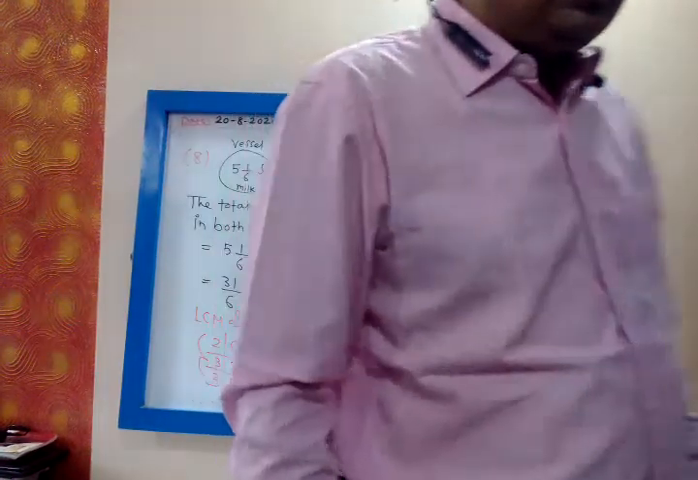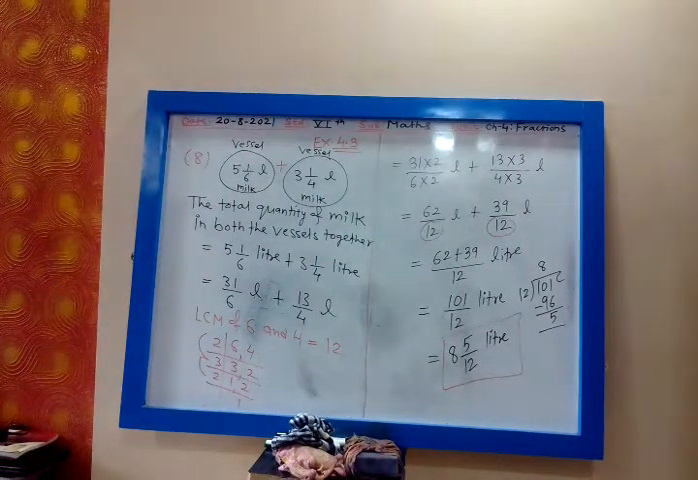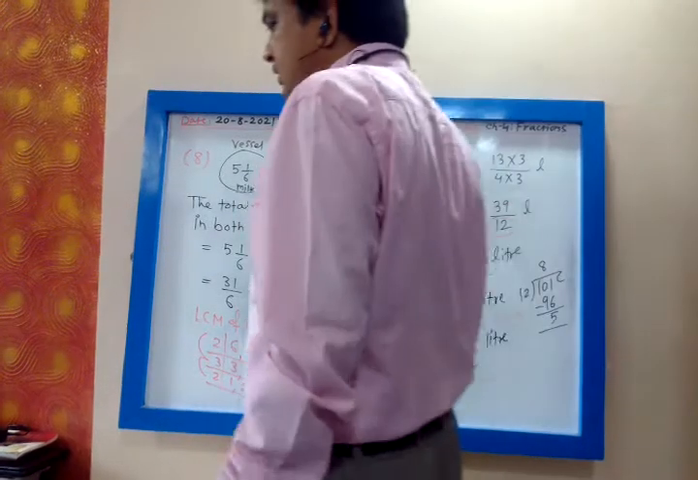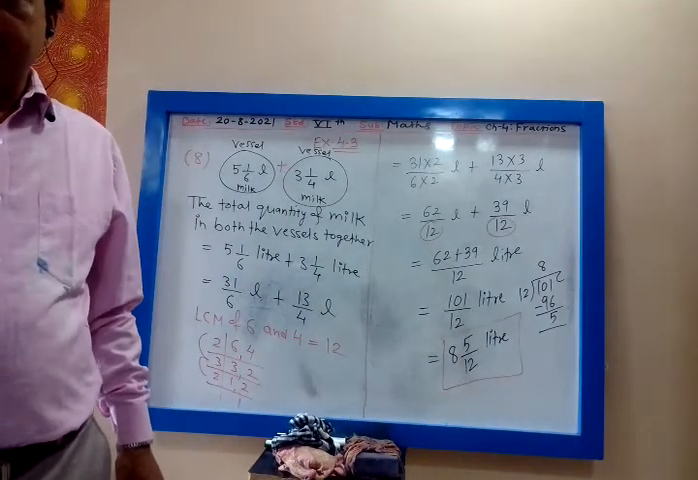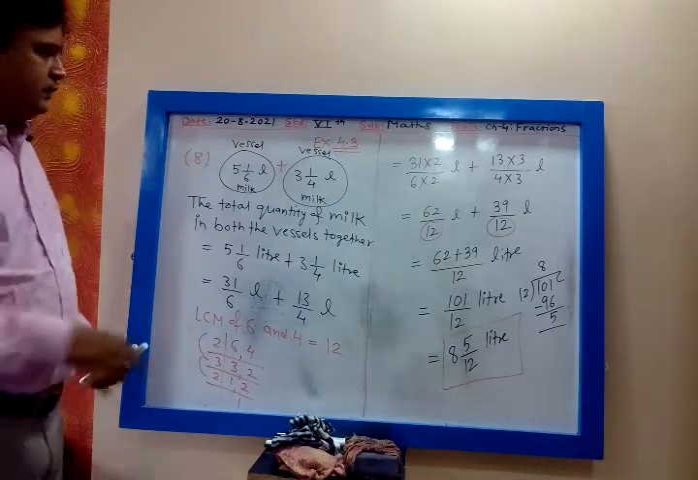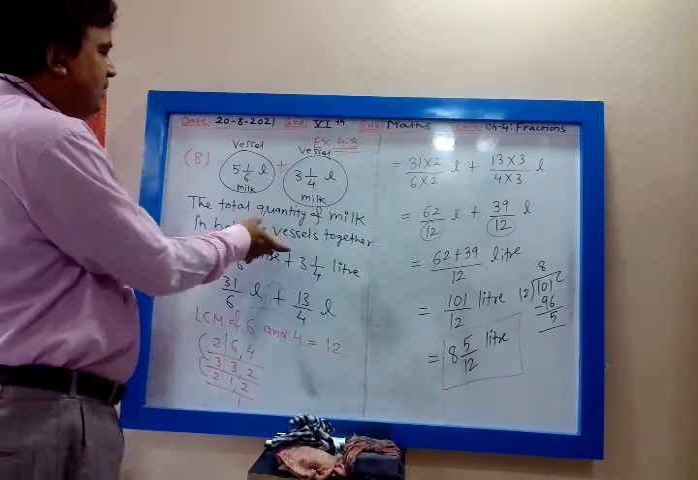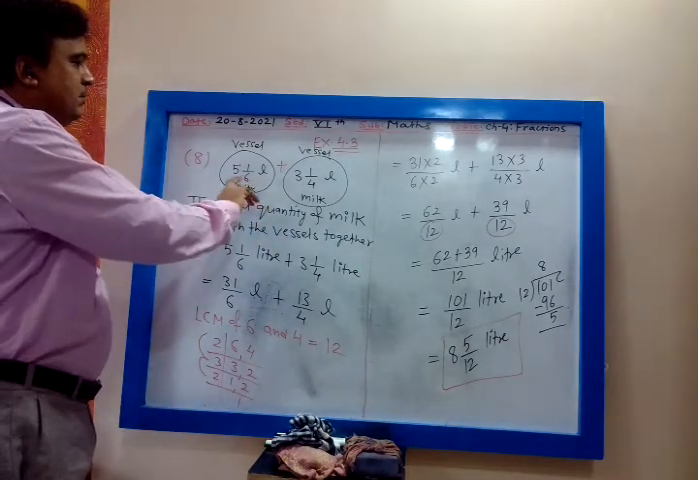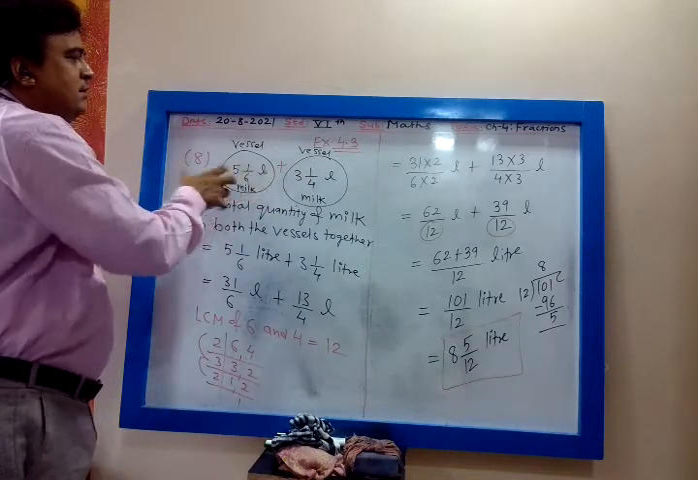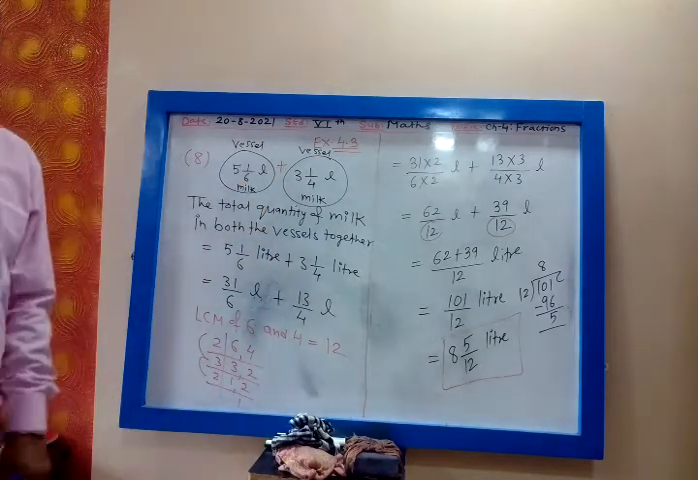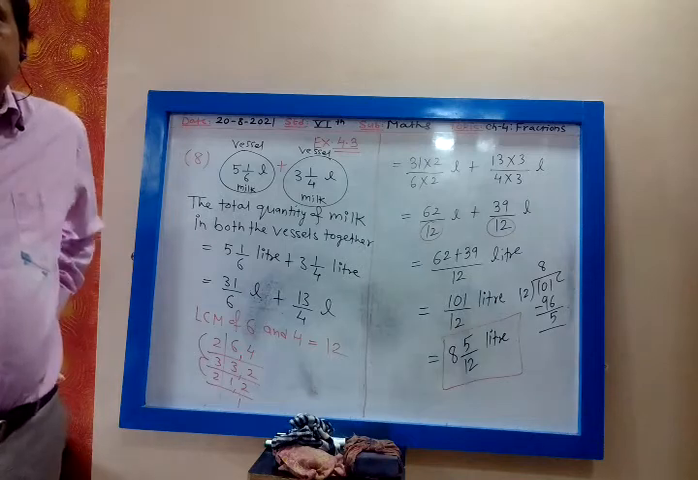So the total quantity of milk in both the vessels together is 8 5/12. Total quantity of milk in both the vessels together means you have to add the milk in one vessel and the milk in the other vessel. You will get the total quantity of milk in both the vessels together.